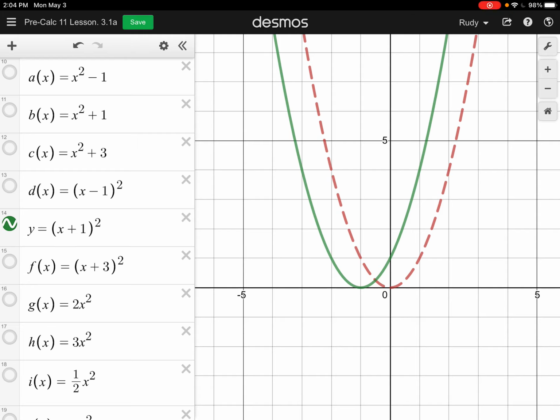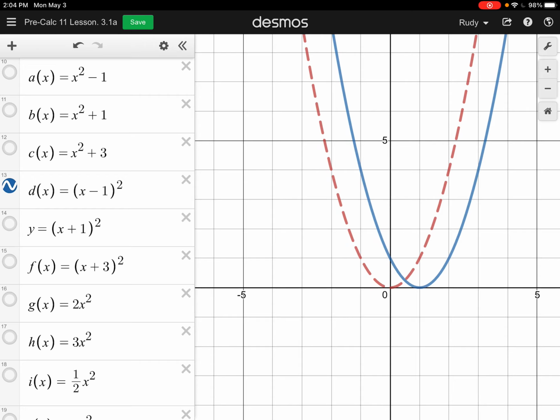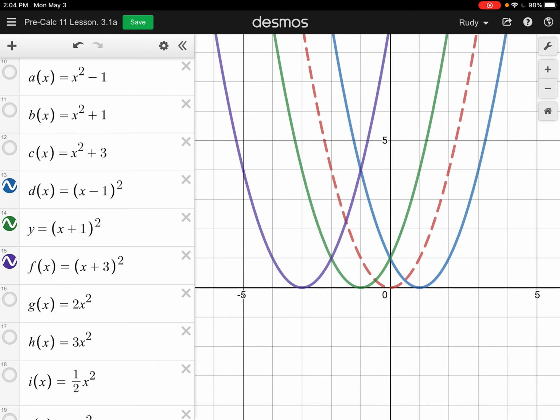And no offense to the number 1, but there's nothing special about it. So if I add 3, hopefully you can now predict it's going to move 3 to the left. So again, when I subtracted 1, you saw that. When I added 1, you saw that. And when I added 3, it was like that. And again, if I add 5, it'll be translated 5 to the left.